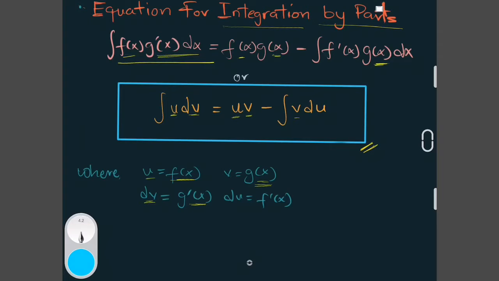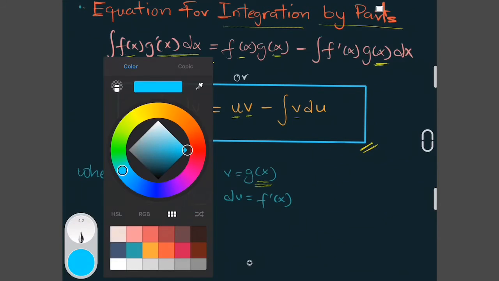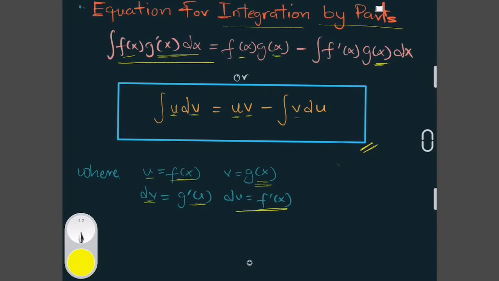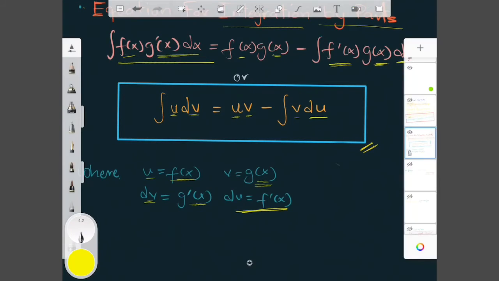F prime of x is just f prime du, which is just f prime of x, which is this and this. So it's the derivative of u. And that is pretty much the integration by parts, the equation for integration by parts. So let's look at a problem.